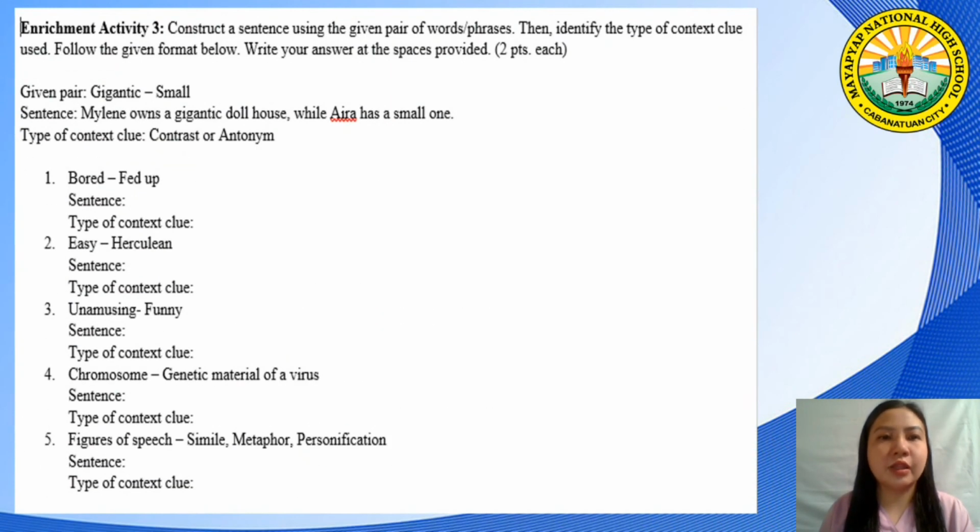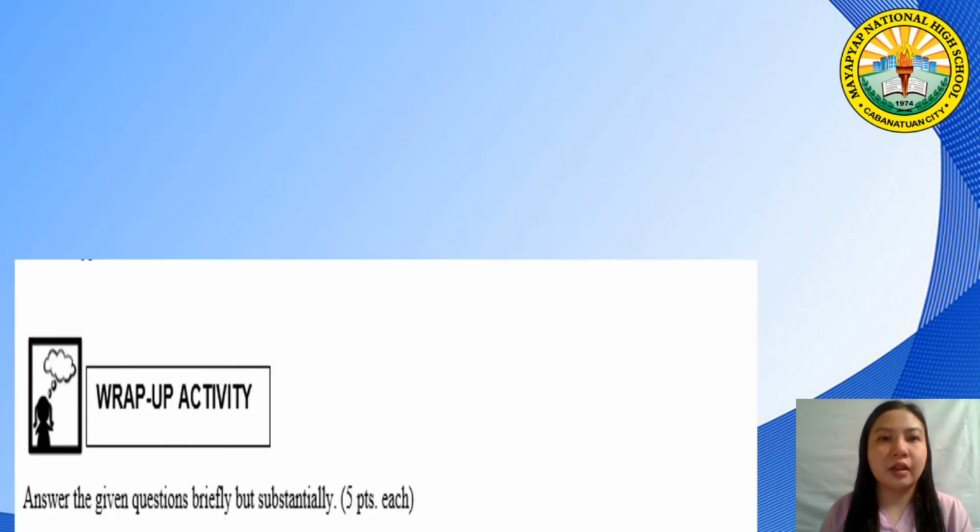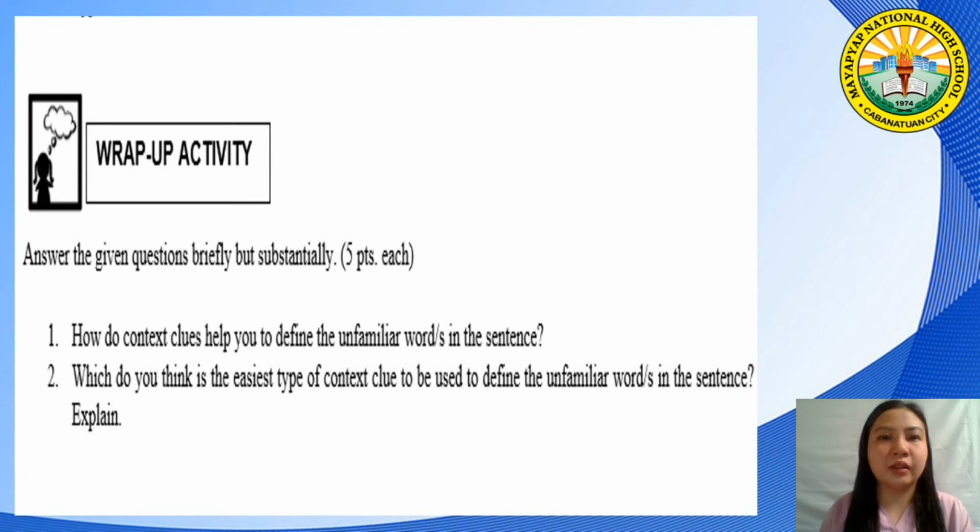For your enrichment activity number 3, construct a sentence using a given pair of words or phrases. Then, identify the type of context clue used. Follow the given format below. Write your answer at the spaces provided. And for your wrap-up activity, answer these questions briefly but substantially.